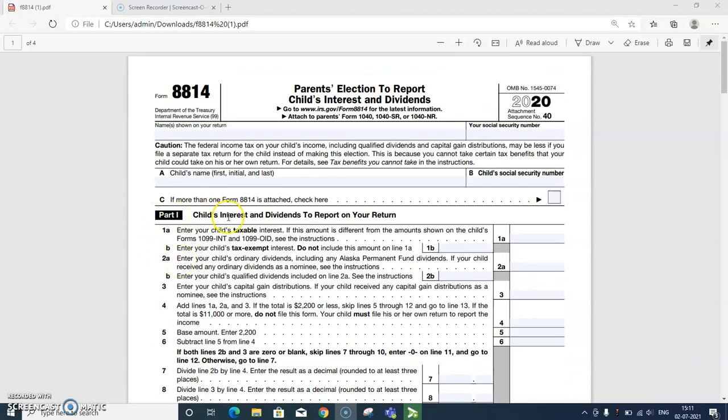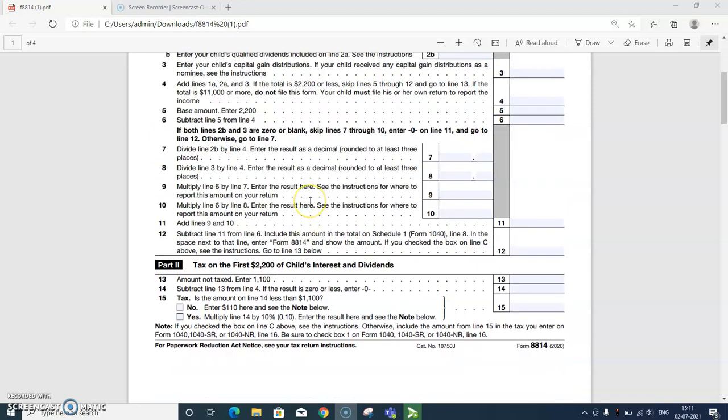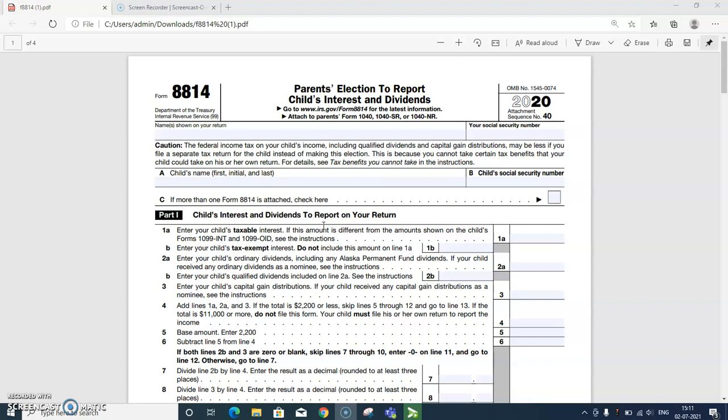Part 1 is for child's interest and dividends to report on your return, and Part 2 is tax on the first $2,200 of child's interest and dividends. You have to mention the child's name and the child's SSN as well. So let's start the discussion.